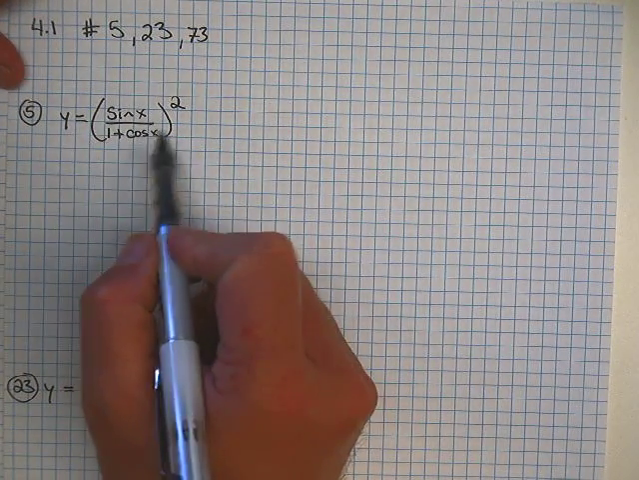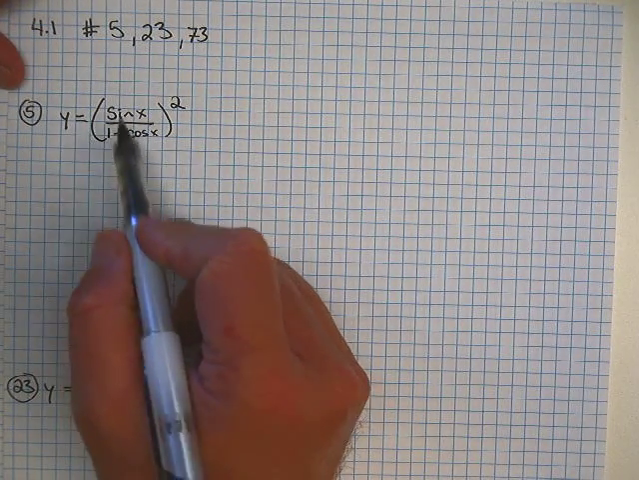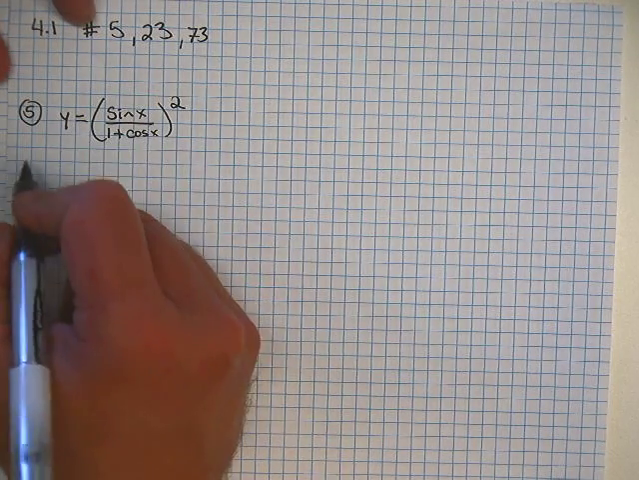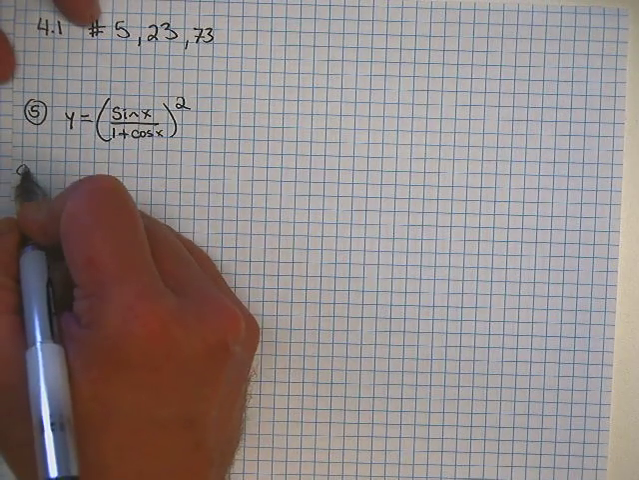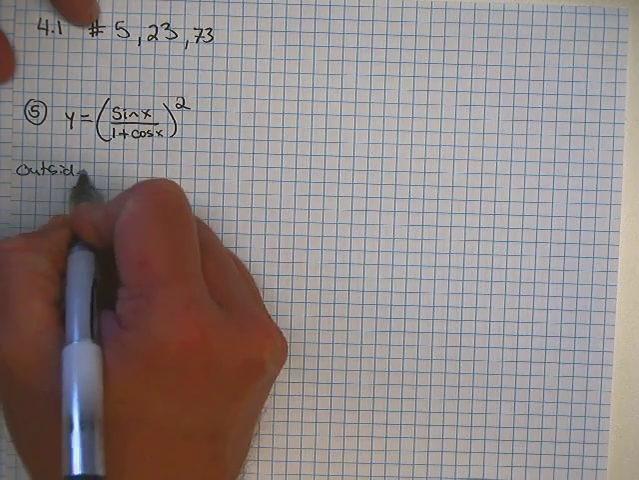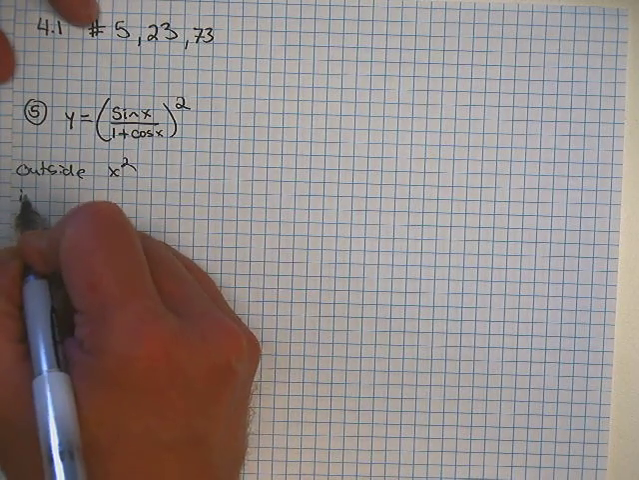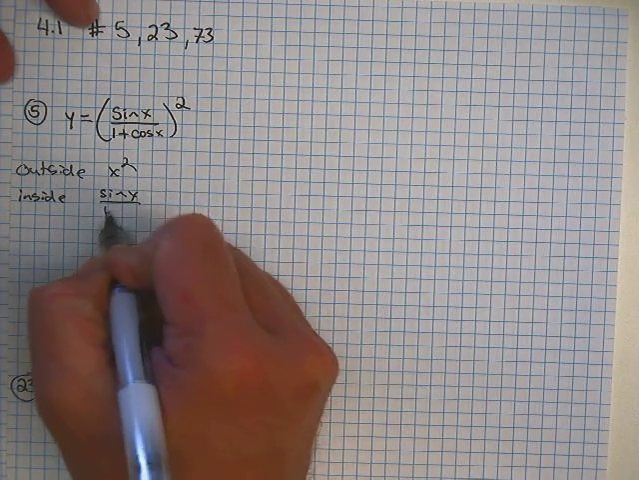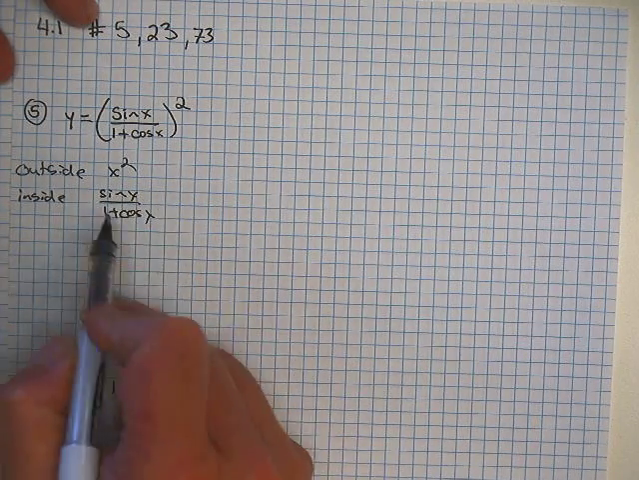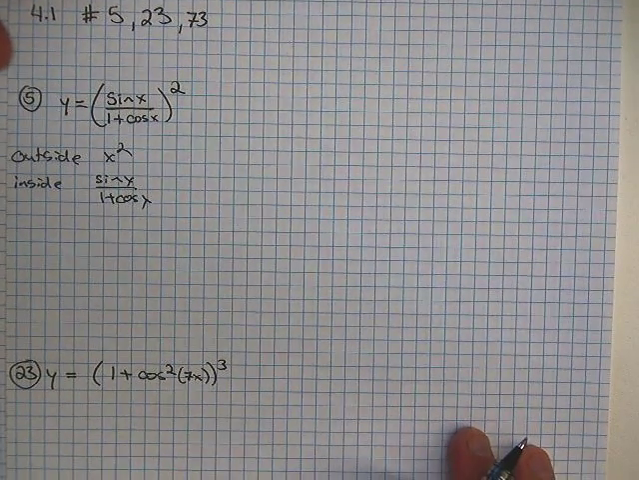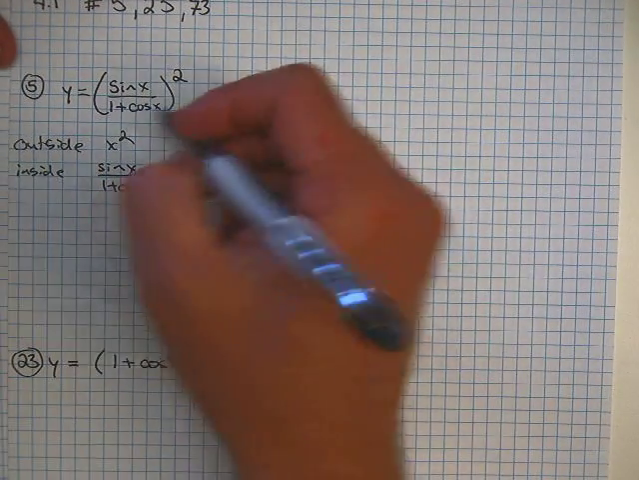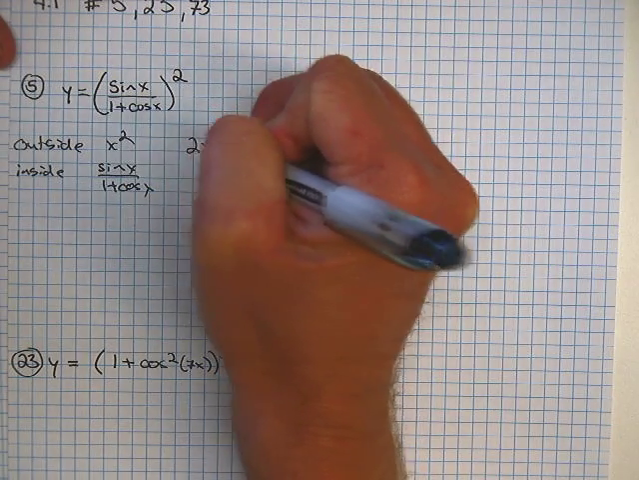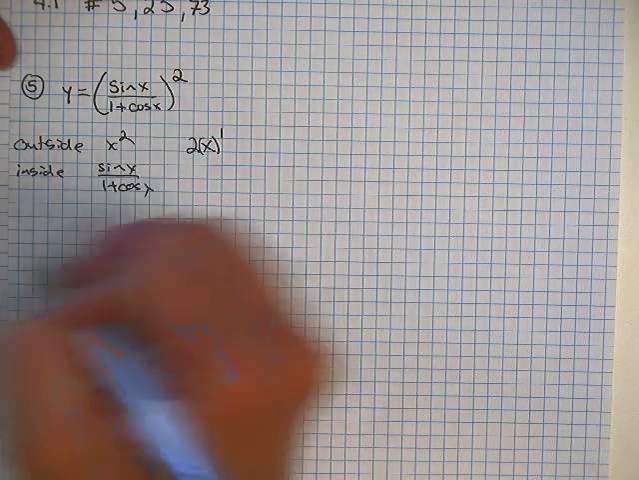Not only do we have to do chain rule, but we have to do quotient rule, and we got to do trig too. Our outside function, I always identify the outside function. Outside is x squared. The inside is sine of x over 1 plus cosine of x. And that's where we're going to have to do our quotient rule. So we can start doing that right now. We go, okay, the derivative of x squared is 2x to the 1. And then we have to take the derivative of this.